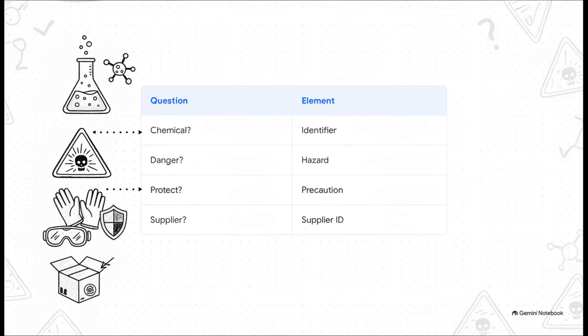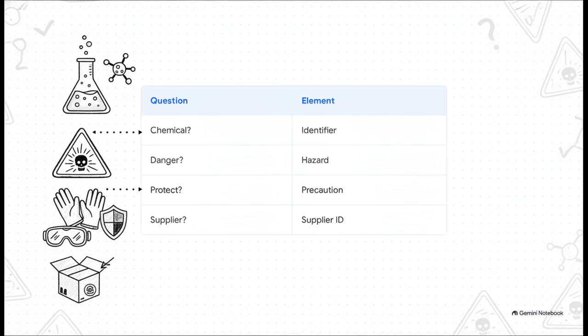When the exam asks, what is the chemical, your mind should immediately jump to product identification. When they ask, what is dangerous about it, you know the answer is hazard statement. When you read, what should I do to protect myself, zero in on precautionary statement. And finally, if they want to know who supplied the chemical, you look for supplier identification.